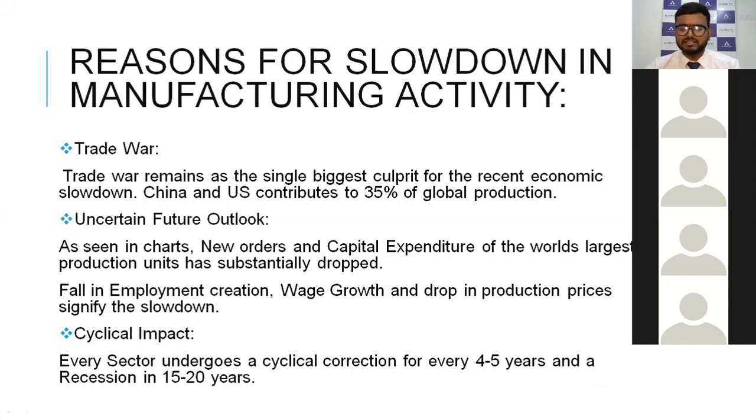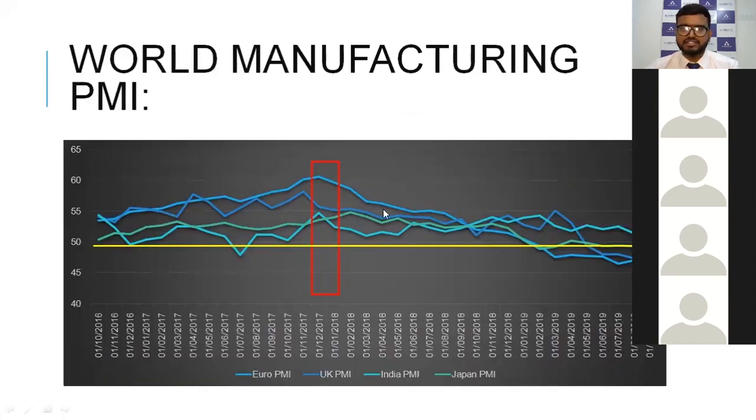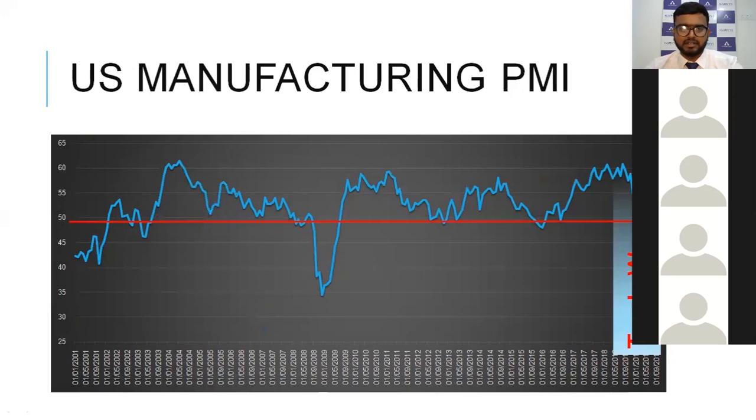Next reason is the cyclical impact. Like I was just showing in this chart, the world manufacturing PMI was peaking out just before the trade war started. So this is some kind of a cyclical impact. Even when you see, just a second, let me give you this chart. This chart shows that after the recession in 2008-9, this steep fall, and then we got a fall in 2012, which is just 4 years after this recession, and then in 2016-17 again we got a fall. So this signifies that there is a cyclical impact.